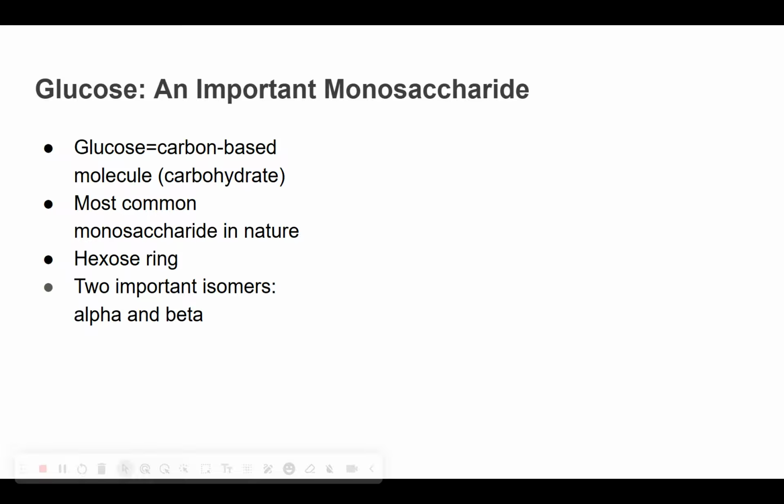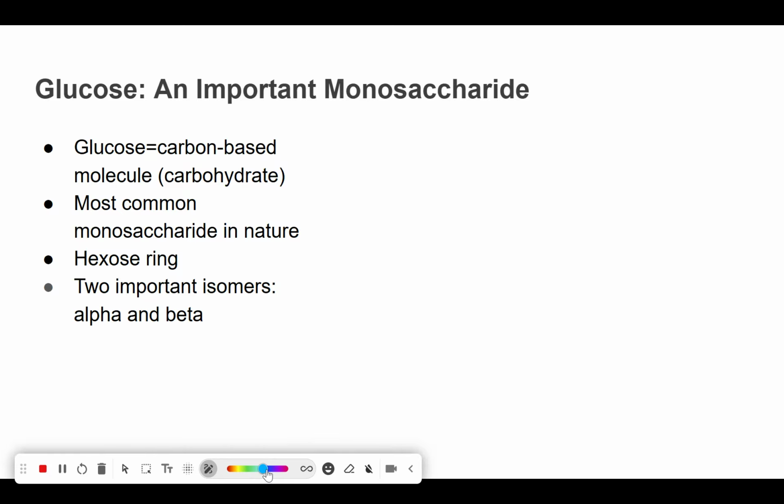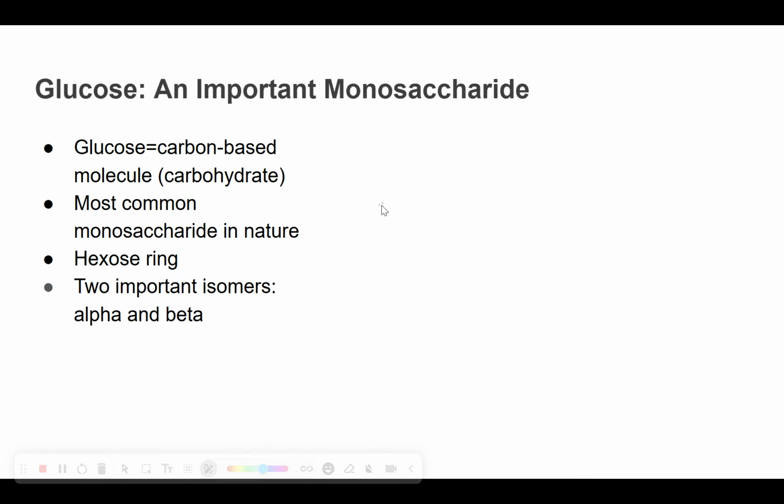So it is the most common monosaccharide in nature. It is 6-sided. It is a hexose ring, and it has 2 important isomers, which are alpha and beta. And I would say that the IB doesn't really expect you to recognize the difference between those anymore. So I might draw it in just because it feels sad not to, but I don't think you really need to know very much about it.